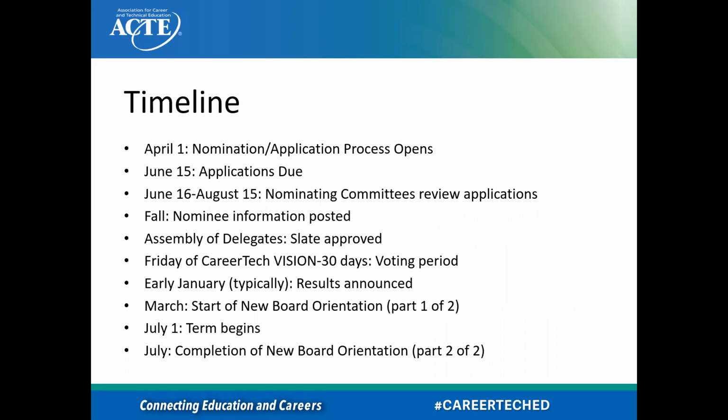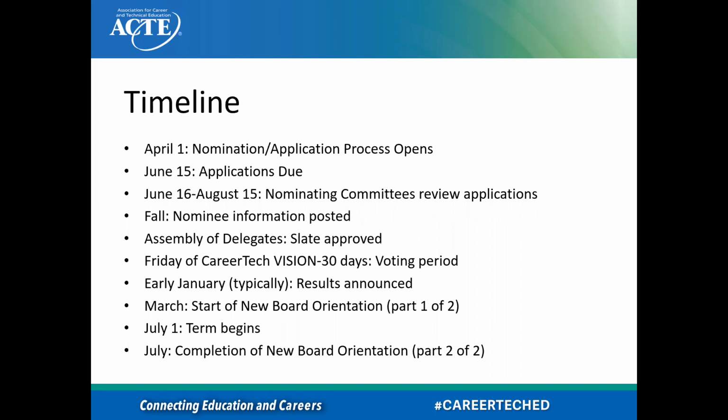Between June 16th and August 15th, all nominating committees review the applications. In the fall, the nominating information is posted on ACTE's website, social media, and e-blasts. The Assembly of Delegates, which occurs during Career Tech Vision, is where the slate is officially approved and where all of the nominees become candidates.